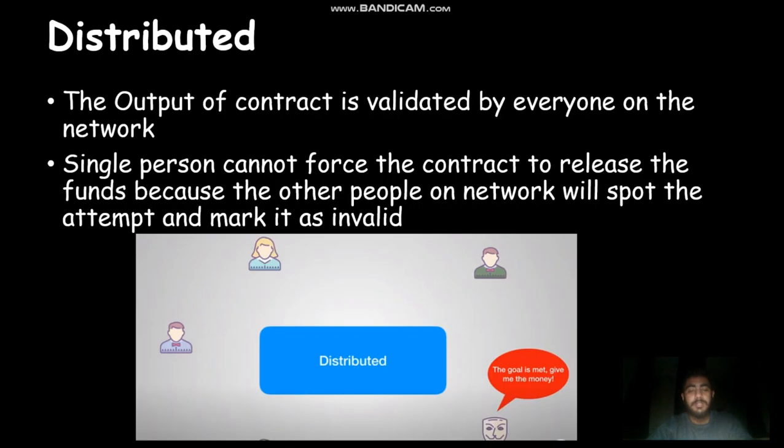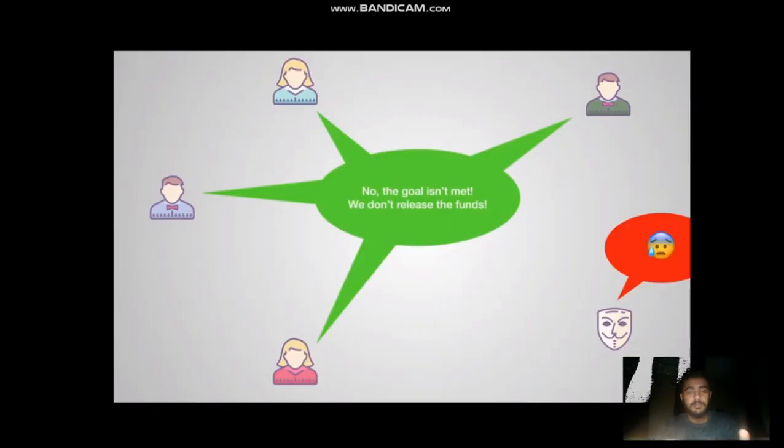Look at the system below: there are three supporters and three people in the network of a smart contract. If a fourth person comes in and says the goal is met, give me the money, the question arises: the other three do not recognize this attempt as valid, so they mark it as invalid. Quite clearly, no single person is in control of all the money. All four of them are in control of the money, and it is truly distributed.